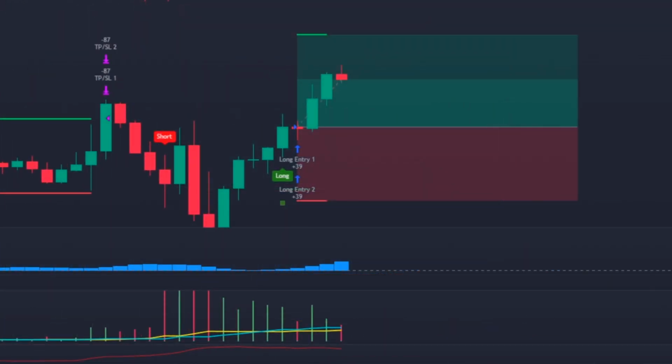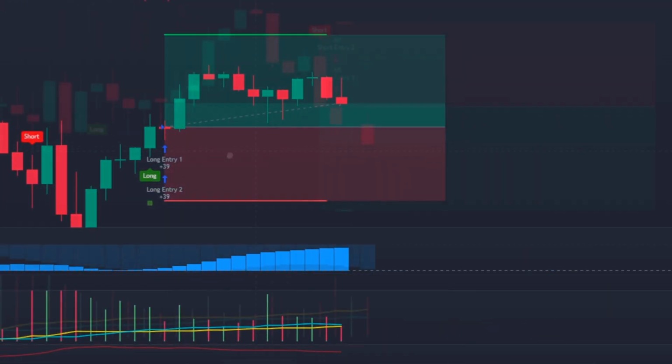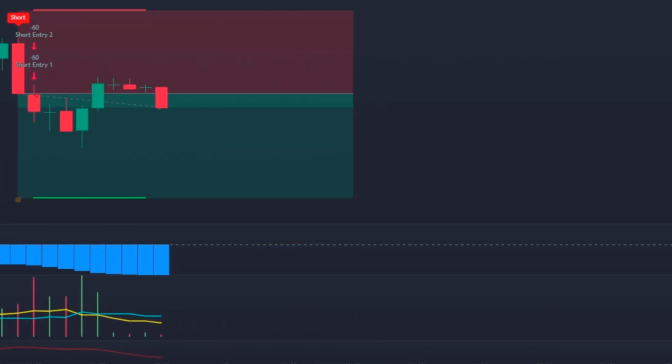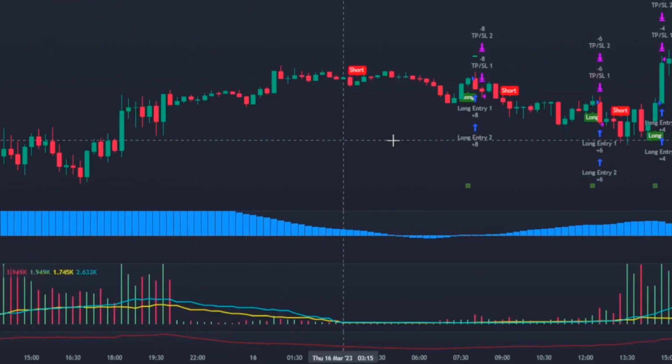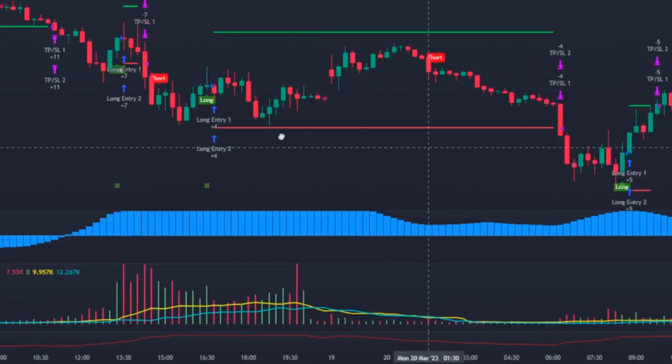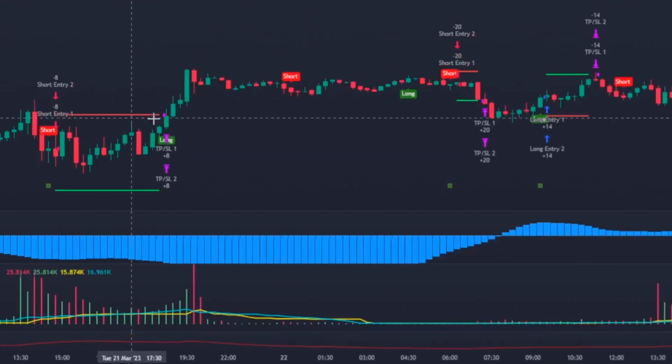As you could see in these two examples, my bot respects all the rules of this strategy and enters and exits from every trade with high precision. And the best part is that it displays every trade on the chart with the stop loss and take profit levels, and all of this in a matter of seconds.